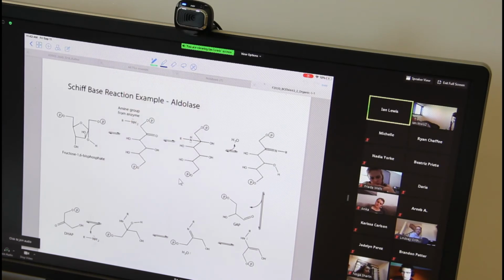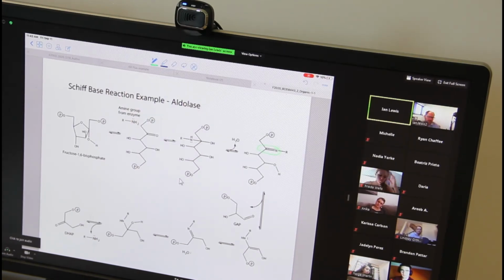Schiff base is this functional group right there. That's all it is. It's that nitrogen double bonded to a carbon there, and it's something that originated from this guy here. That's all a Schiff base is. You're converting a carbonyl into this double bonded nitrogen structure.